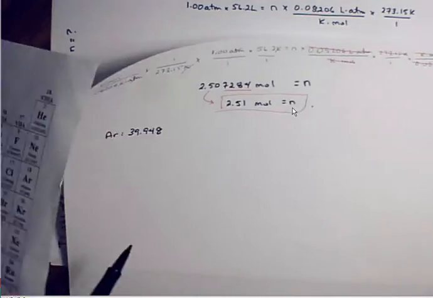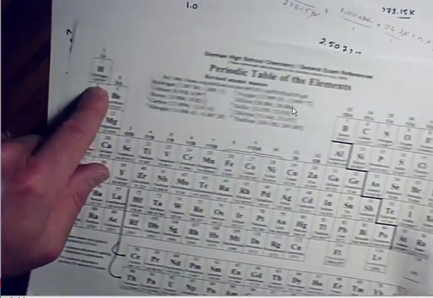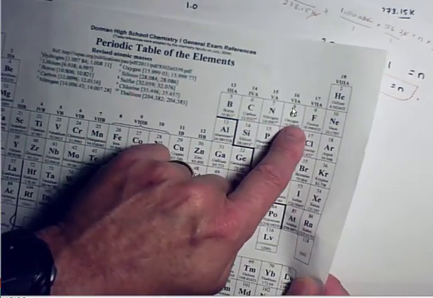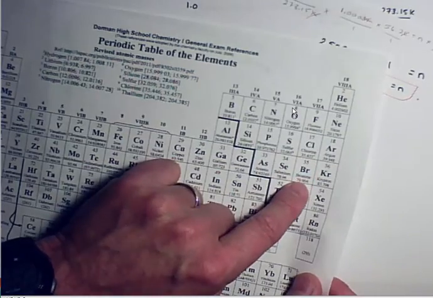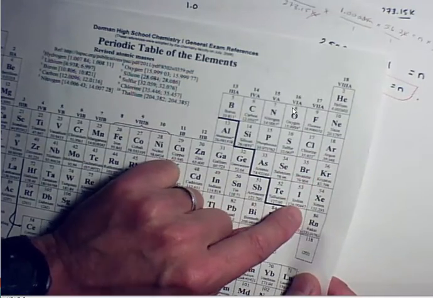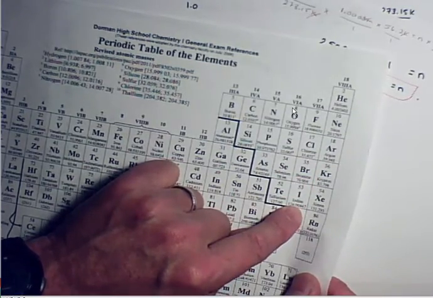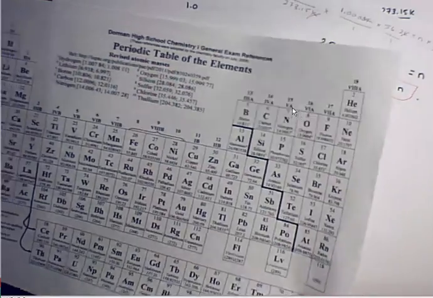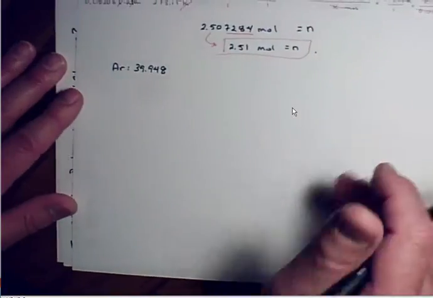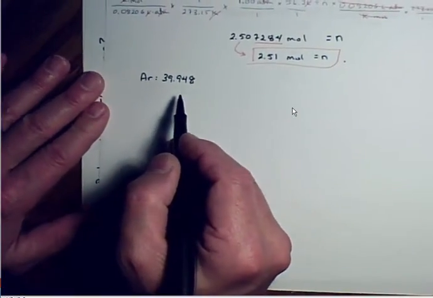No. The diatomic gases are hydrogen, nitrogen, oxygen, fluorine, and chlorine. Bromine is a diatomic liquid. Iodine can be a diatomic gas or a solid, but we usually treat it like a gas just because it makes the math easier for us. All right. So this is the atomic mass of argon.